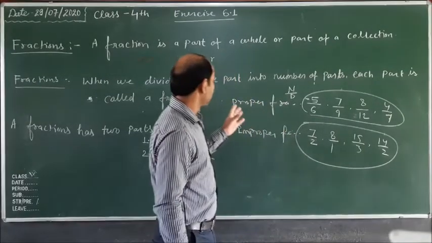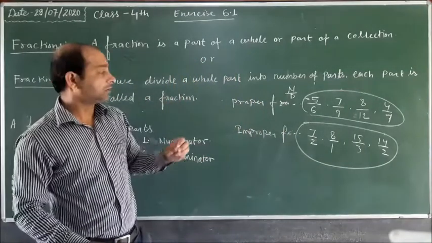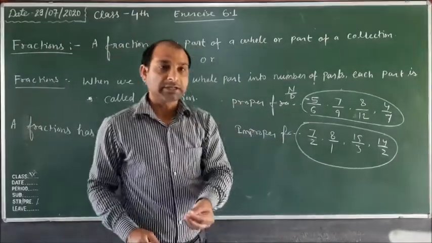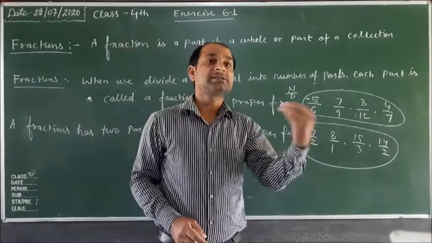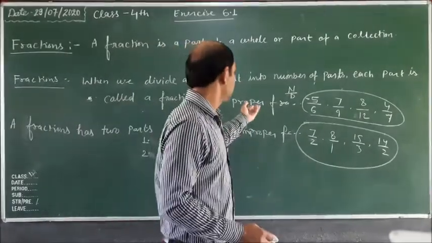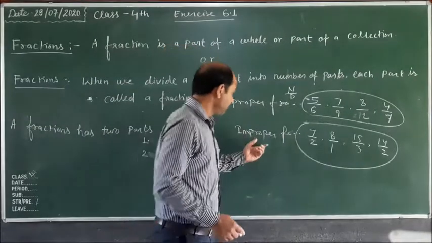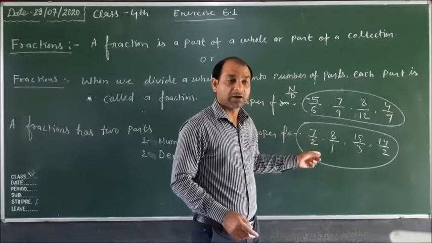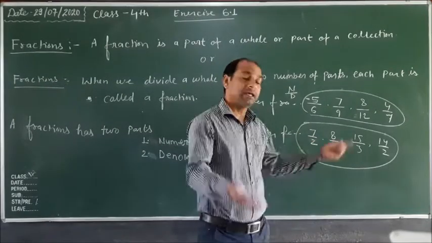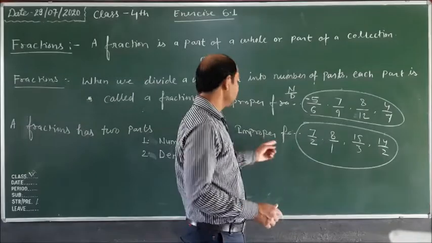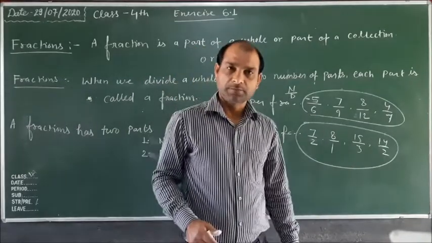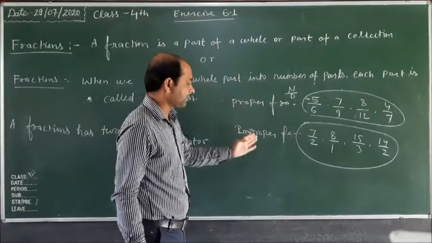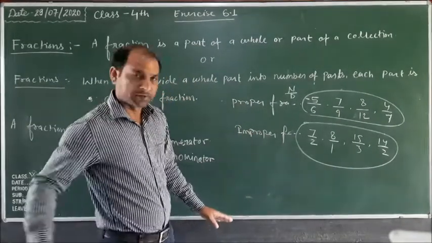So the definition of a proper fraction: when the denominator is greater than the numerator, or the numerator is less than the denominator, it is called a proper fraction. And an improper fraction is one where the numerator is greater than the denominator, or the denominator is less than the numerator. Okay, this is a proper fraction and this is an improper fraction.